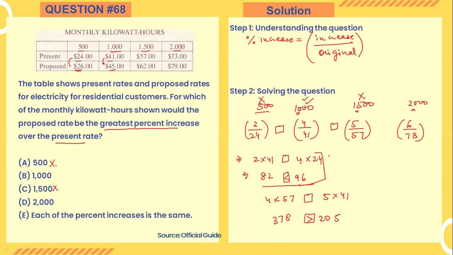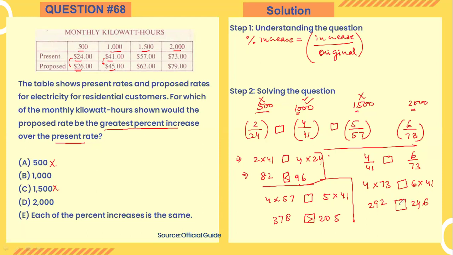Now we have to compare 1000 reading with a 2000 kilowatt hour reading. Let's write 4 upon 41 to be compared with 6 upon 73. So cross multiplying, it will be 4 times 73 compared with 6 times 41. Now 4 times 73 is 292, and this is 6 times 41, which is 246. So which out of them is greater? 292 is greater. That means the 1000 reading is still greater than 2000. That's our answer. Option B being the correct one here. Option E can't be correct. 2000 also eliminated.